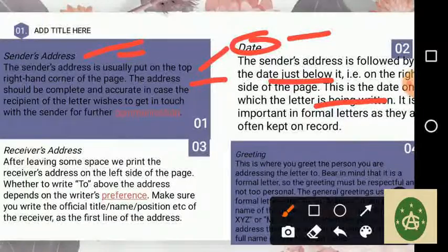Now the point is, why do we write the date? Suppose you are writing a letter to me that you want a leave for the next week. You are writing the letter that from the next week, from Monday to Friday, you will not be able to attend the school. And when are you writing? Today. So today's date must be there.